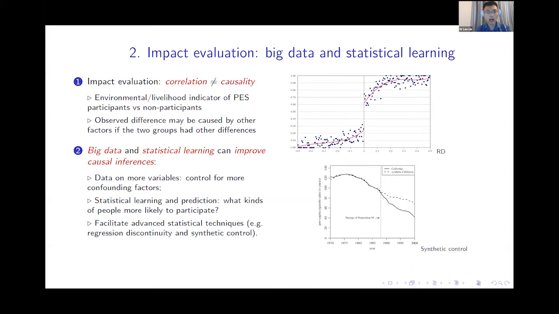And the recent emergence of big data and machine learning approaches can help us improve such causal inferences. For instance, with big data with much, much richer information and amazing temporal and spatial resolutions, we could have more information to control for those confounding factors we are worrying about, so as to get a more precise estimate of the impact of a PES program.